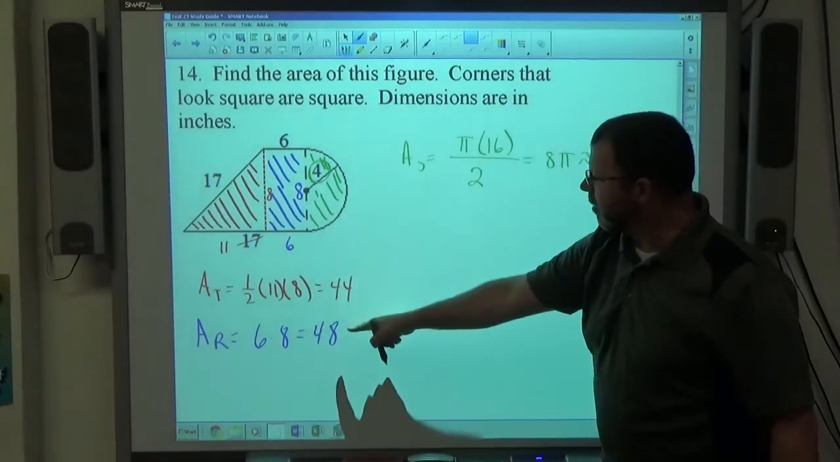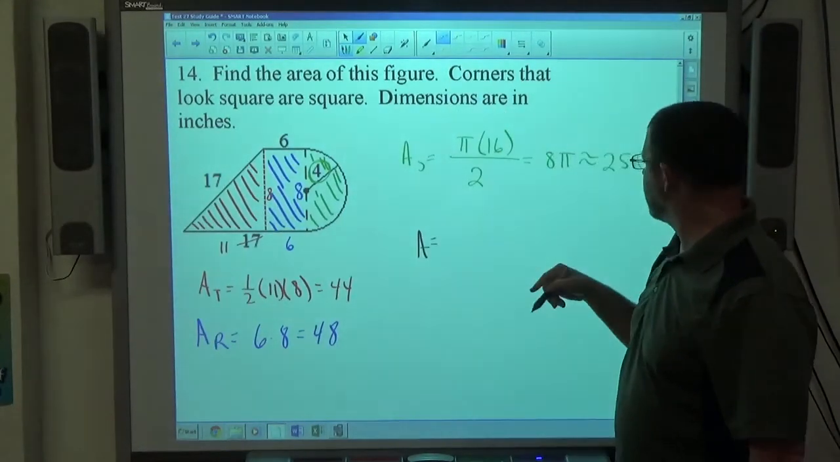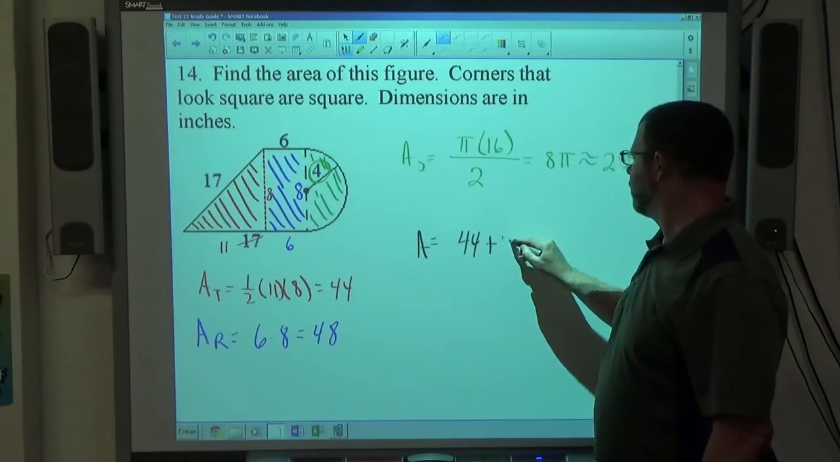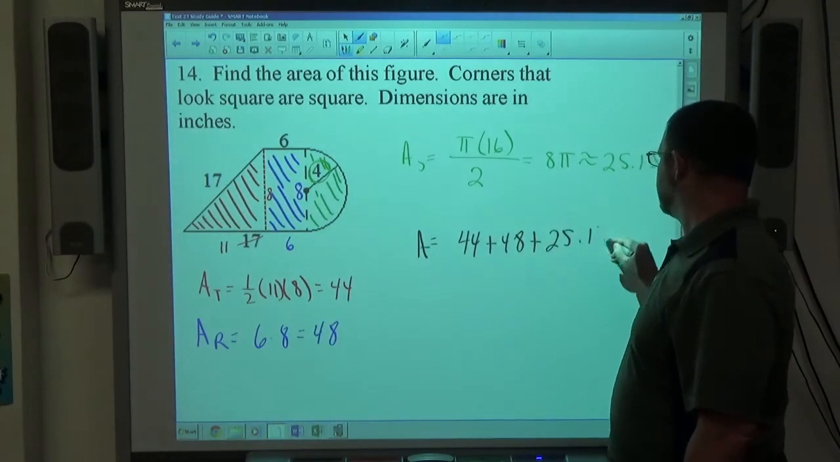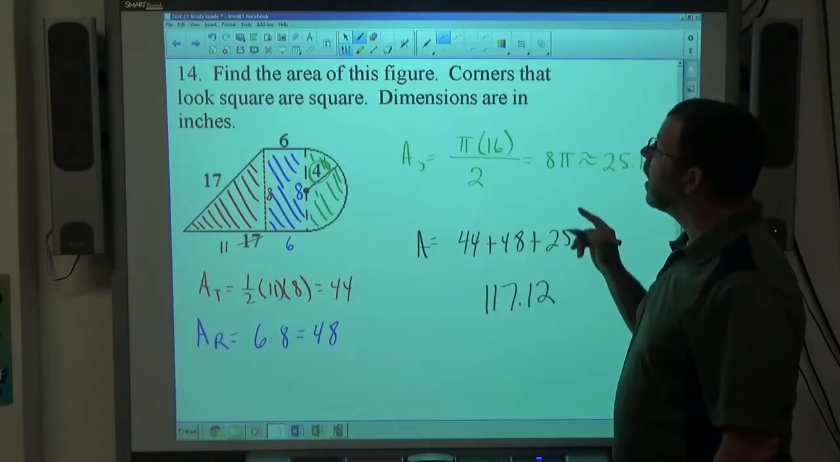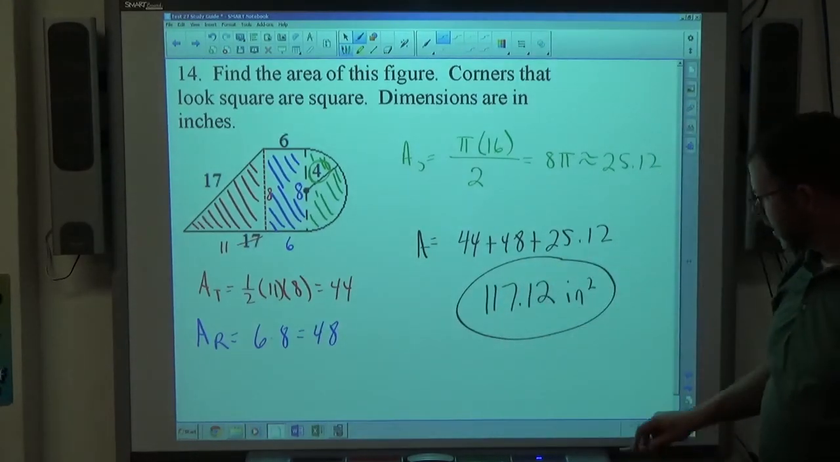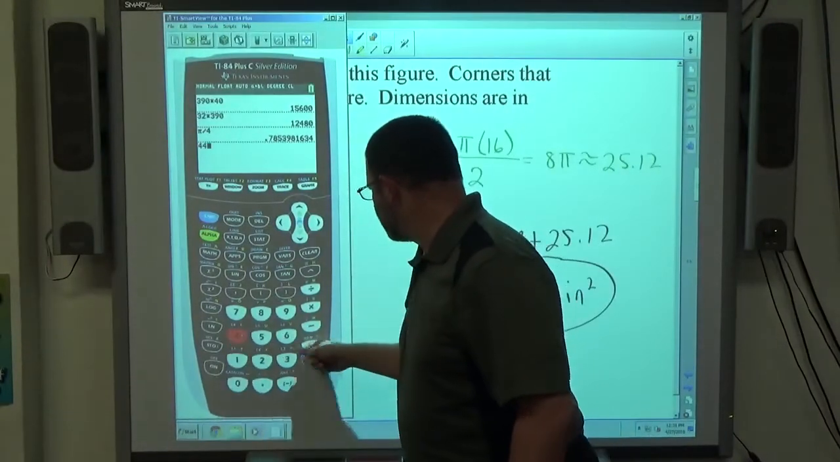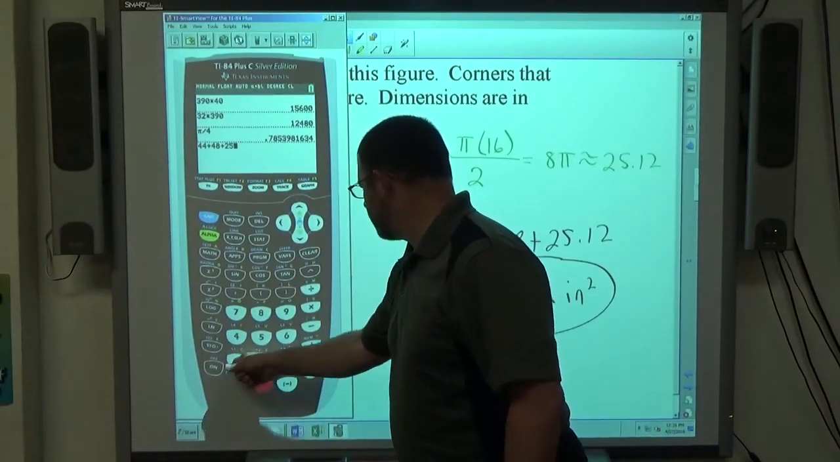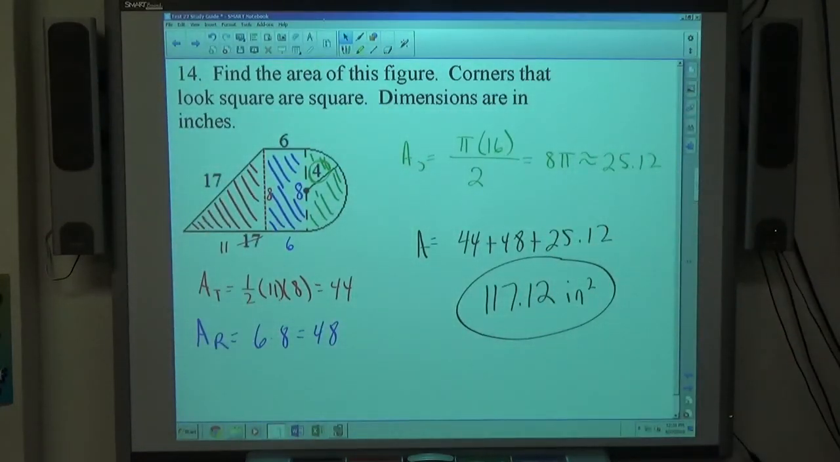Triangle 44, rectangle 48, semicircle 25.12. The overall area of the whole thing is simply going to be the sum of these three numbers. So 44 plus 48 plus 25.12 comes out to 117.12 inches squared. Just verify 44 plus 48 plus 25.12 comes out 117.12. Okay. So number 14 on the test is going to be a similar looking figure. I'll of course change the dimensions up a little bit, but it should work out similarly to that.